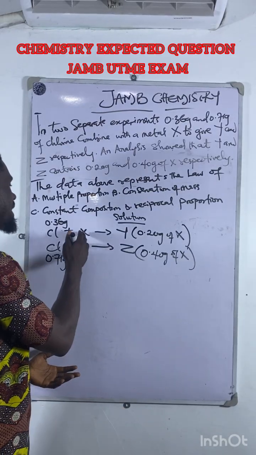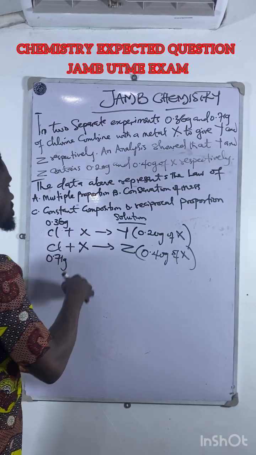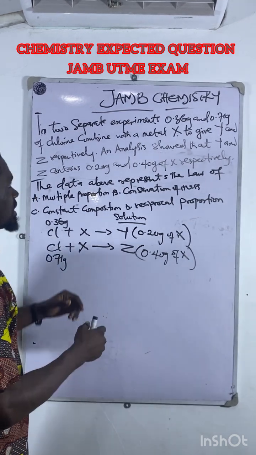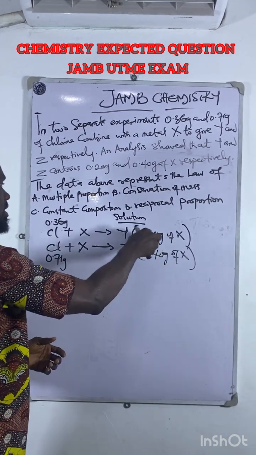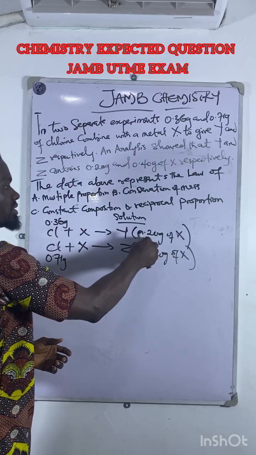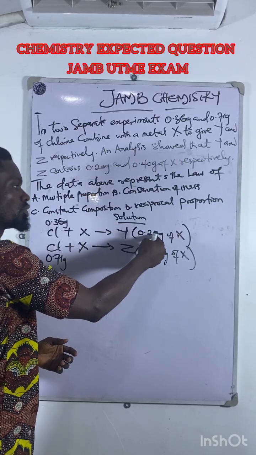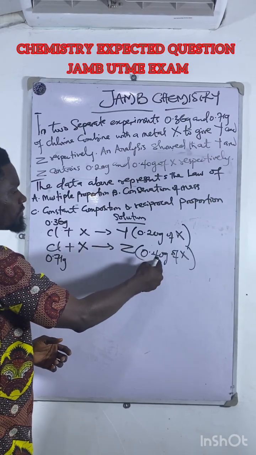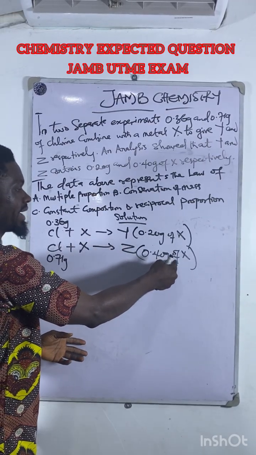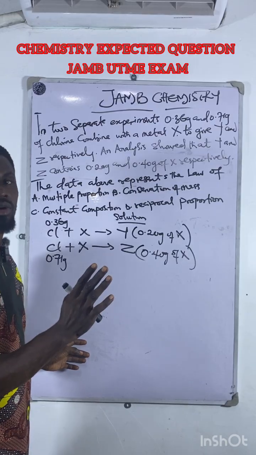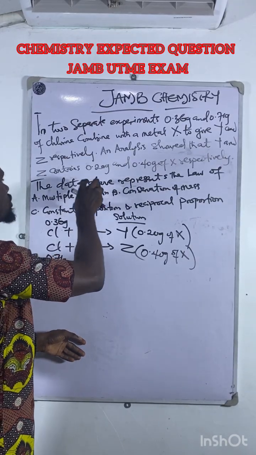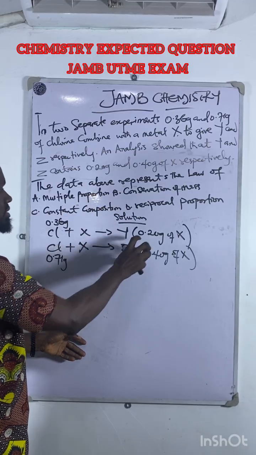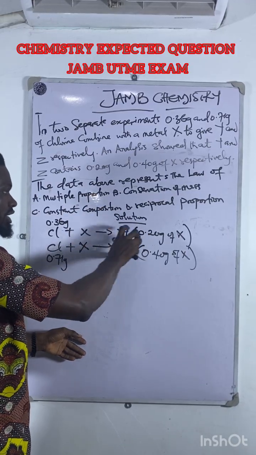I don't know whether X is sodium, potassium, or calcium. But all I know is that the analysis showed that there is 0.2 gram of X present in Y, and there is 0.4 gram of X in Z. That's what I know. And they want me to get the law that these reactions obeyed.